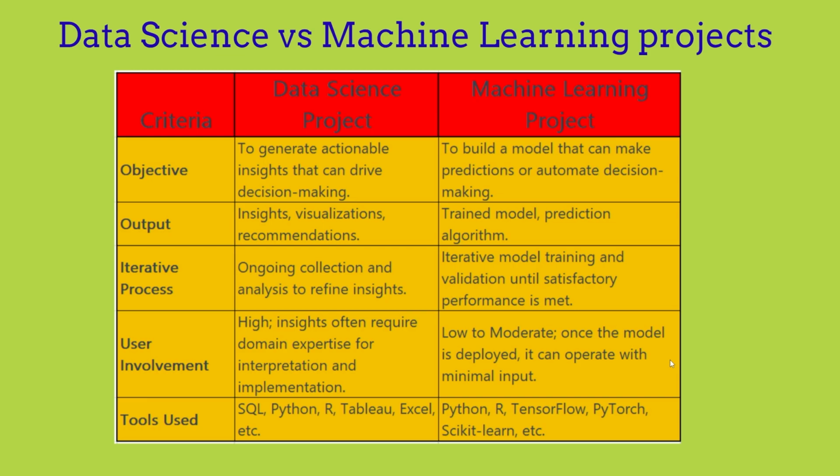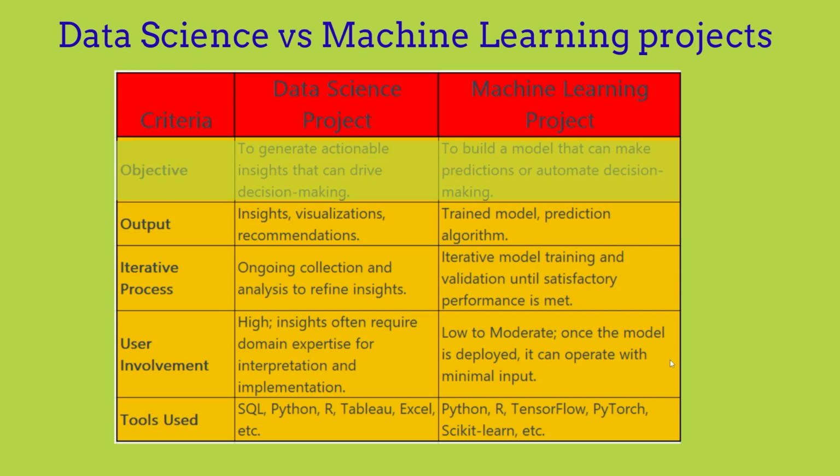And finally, now we're going to talk about the difference between data science and also machine learning projects. So in our previous video, we looked at what machine learning projects look like. So let's just see the difference between data science and also machine learning. So the first thing we're going to cover is the objective. So inside of the data science project, the objective is to generate actionable insights that can drive decision making. And inside of machine learning, the objective is to build a model that can make predictions or automate decision making. So that is the objective.